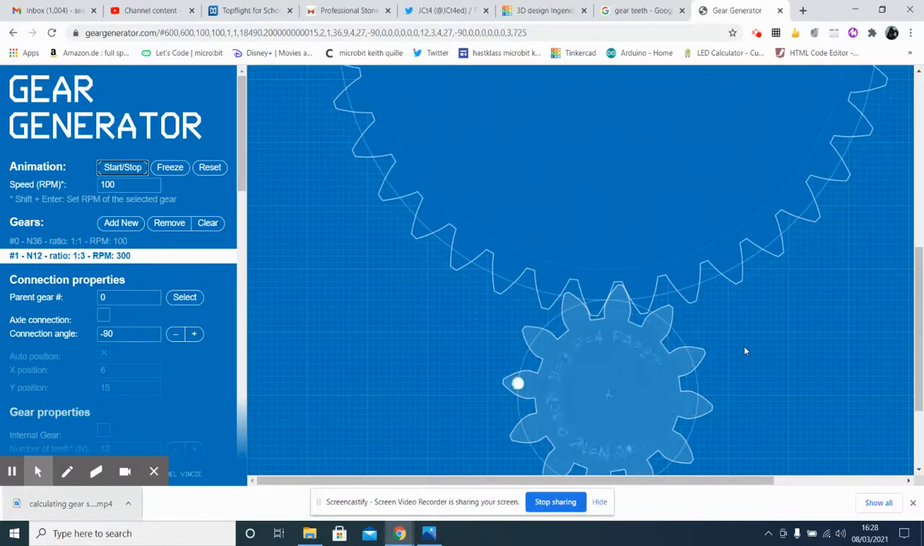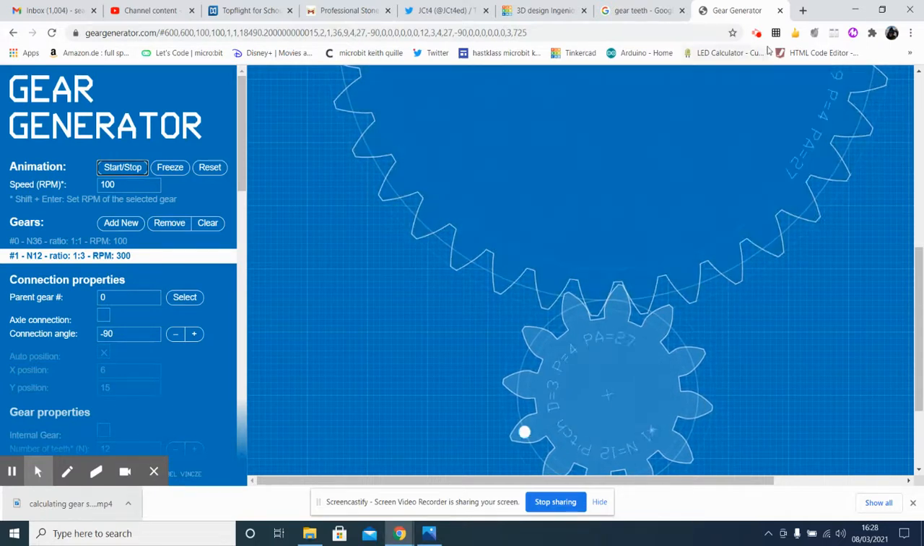Okay, there it goes. We can see here that our driver gear is rotating a lot slower than our driven gear. 3:1 speed increase here. So this one's rotating at 100 revs per minute, and our driven gear is rotating at 300 revs per minute.